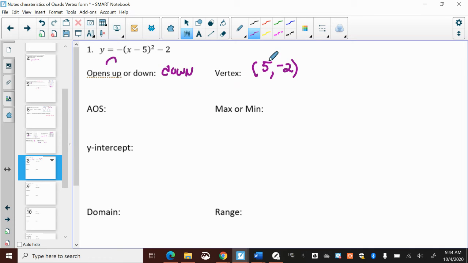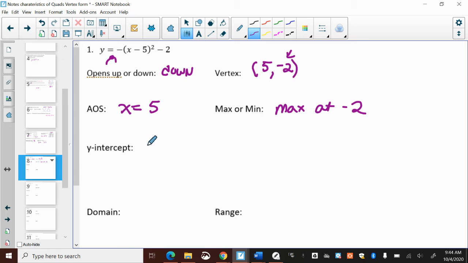The axis of symmetry comes from this x value here, or the h value. You can think of it either way. It's always in the form of an equation, x equals something. So it's going to be x is equal to 5. If it's upside down, we do have a maximum value, and the maximum value comes from this y value right here. So maximum at -2; you only list the y value.